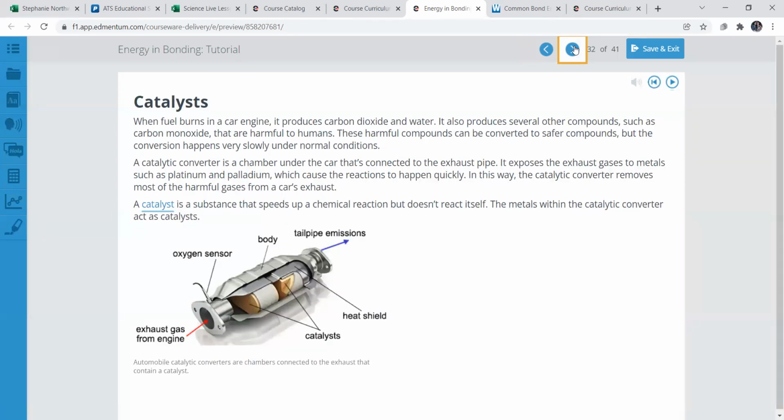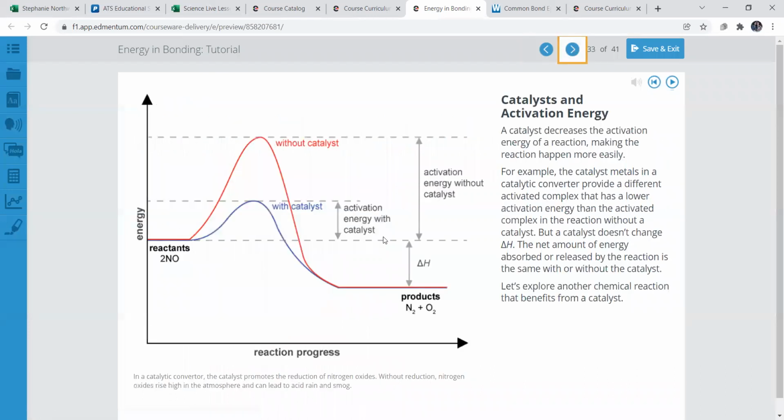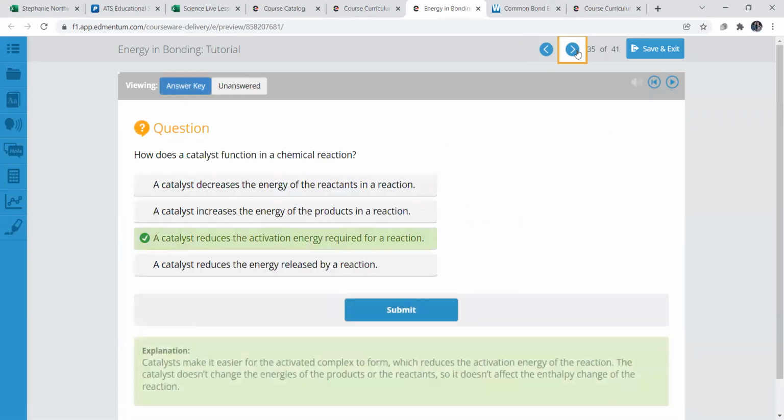Catalyst, it goes through. Catalyst is a substance that speeds up a chemical reaction but doesn't react itself. So a substance that lowers the activation energy of a reaction but otherwise is not part of the reaction. Without the catalyst and with the catalyst, like what happens if you use it or don't use it. Again, here's just a couple examples with catalysts and what is taking place.